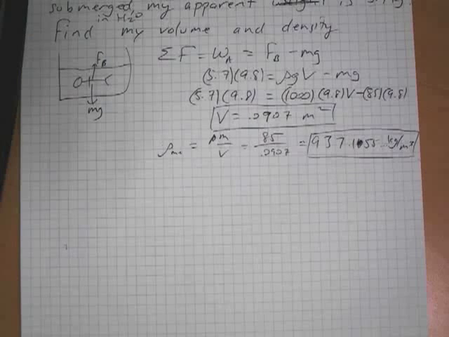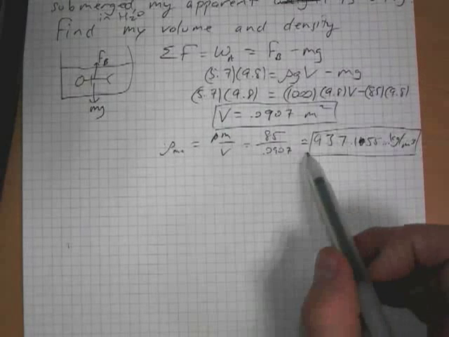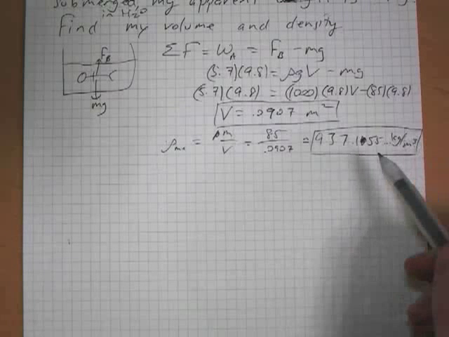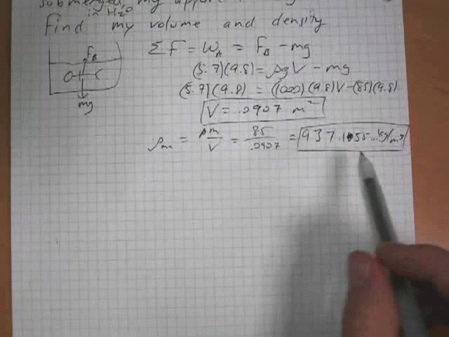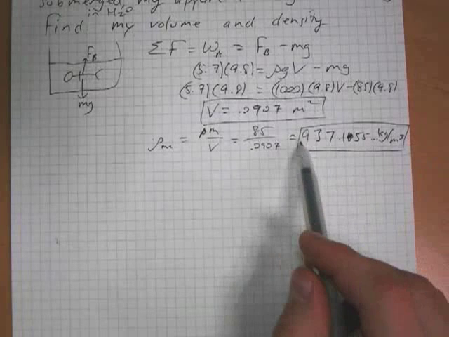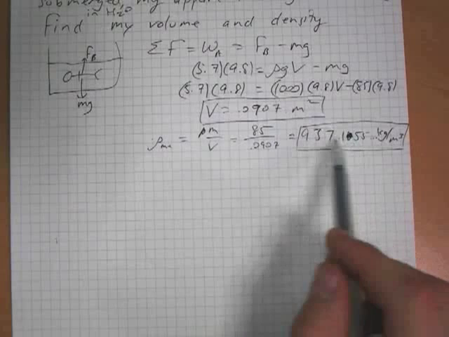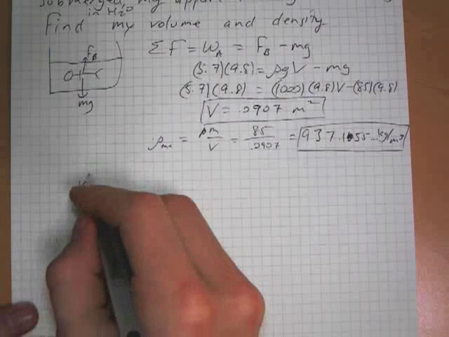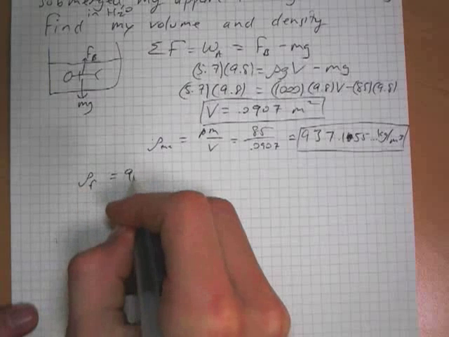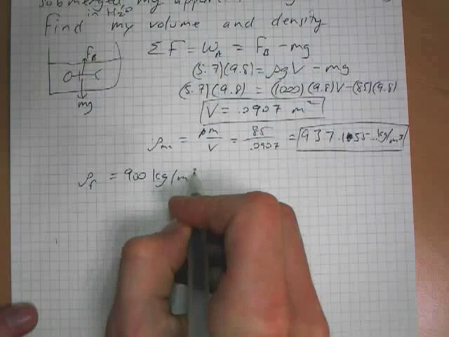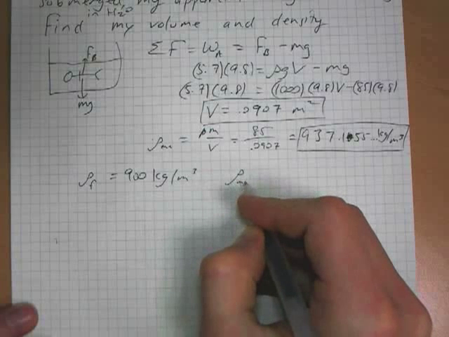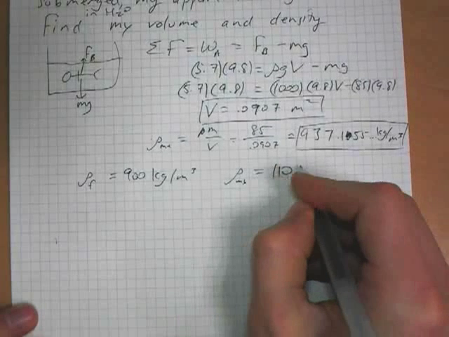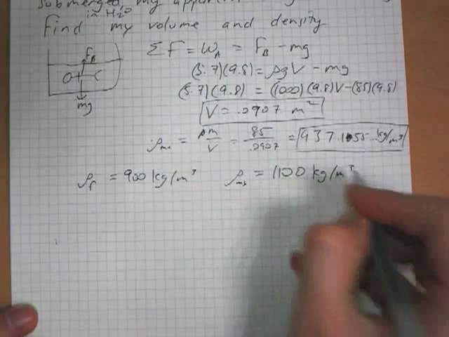It seems like it would be somewhat realistic, because we know a large percentage of our body is water, and water is 1,000 kilograms per meter cubed, so it makes sense that it would be somewhere around there. Additionally, if you know the density of your body, along with your mass, you can figure out your body fat percentage, because the density of fat is about 900 kilograms per meter cubed, and the density of muscle and bone and such is more, about 1,100 kilograms per meter cubed.